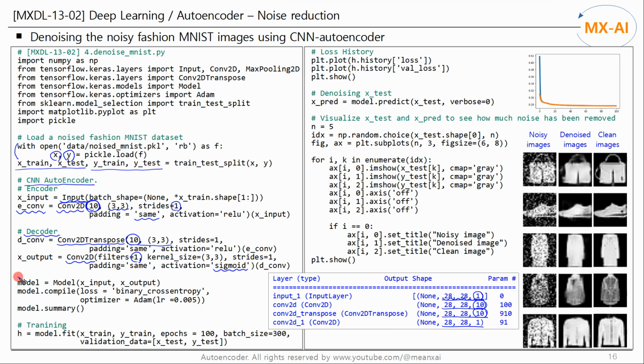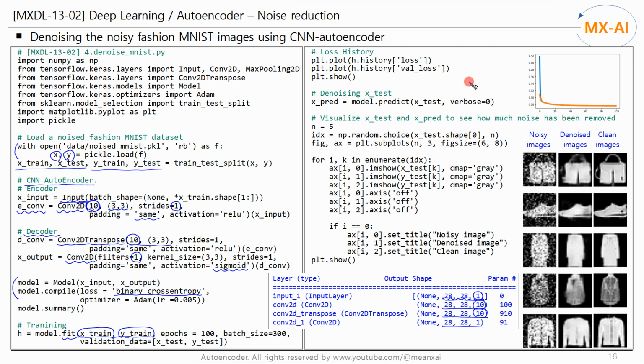Create and compile a model. We use binary cross-entropy loss. Fit this model to the training data. X-train is a set of the fashion-MNIST images with noise added. And Y-train is a set of the original clear images without noise.